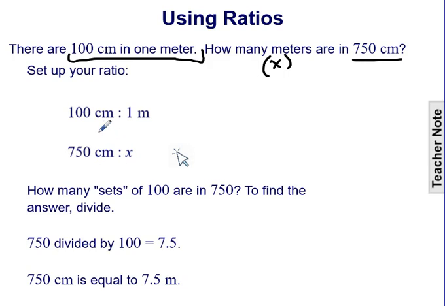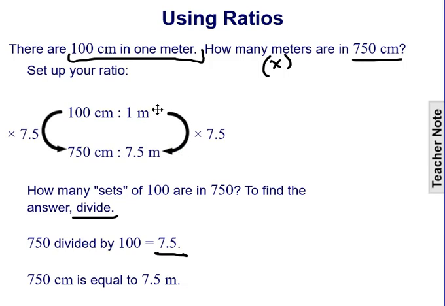Now how many sets of 100 are in 750? That one's not as easy to see. We can divide to help us with that. And 750 divided by 100 is 7.5. So we're multiplying 100 by 7.5 to get 750. So we'll multiply 1 by 7.5 to get 7.5, which shows us the ratio that 750 centimeters is equal to 7.5 meters.